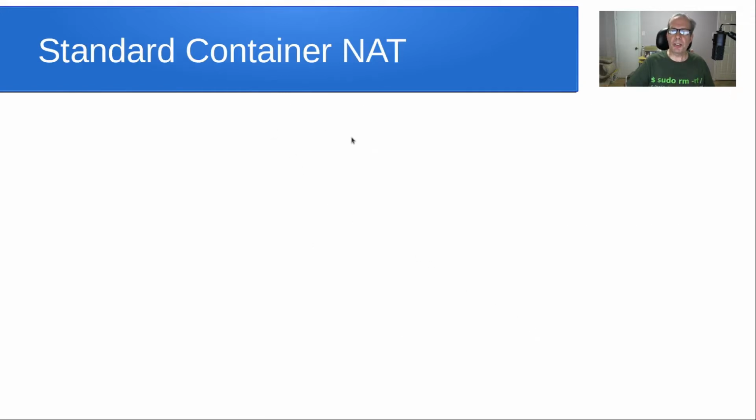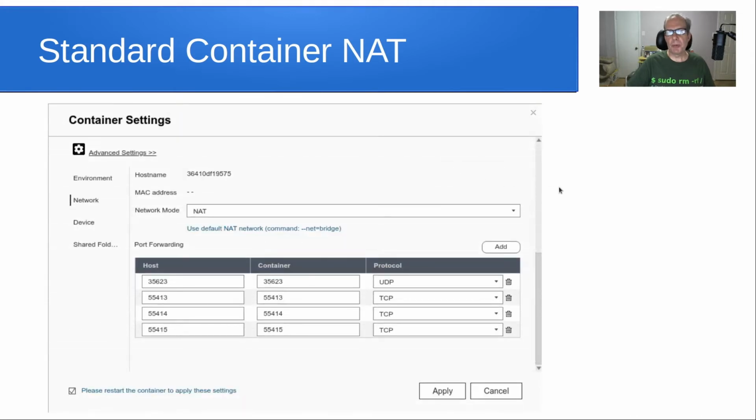So, what about standard container NAT? Those of you that know that I use a QNAP, I found this QNAP screen in creating a Docker container to be very handy to explain exactly what's going on with a container NAT network. This is an example of an application. It really doesn't matter what it is, but by default, the applications are usually brought up in NAT mode.